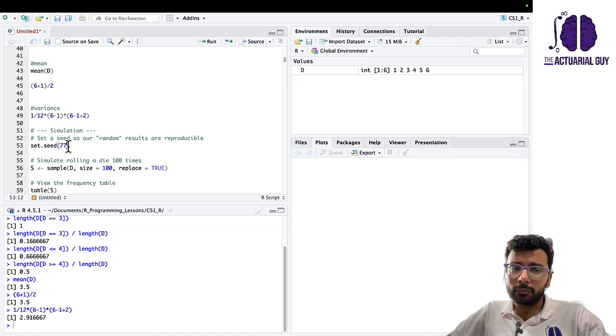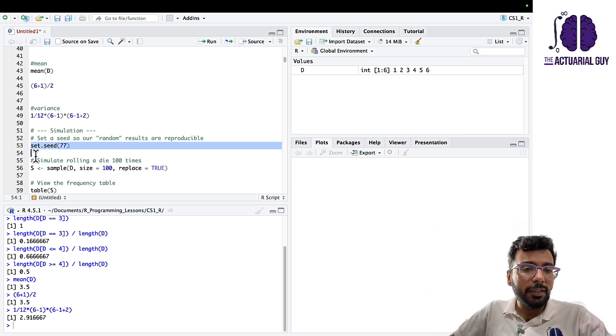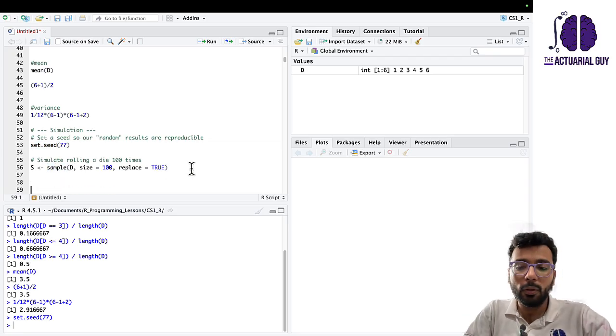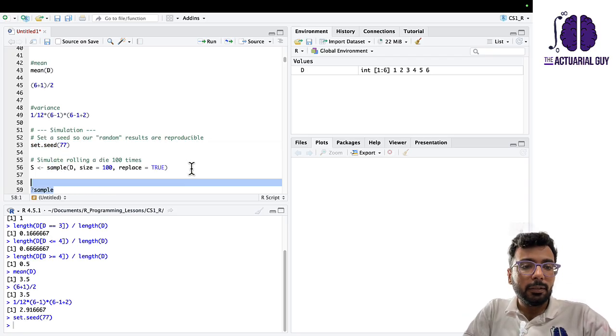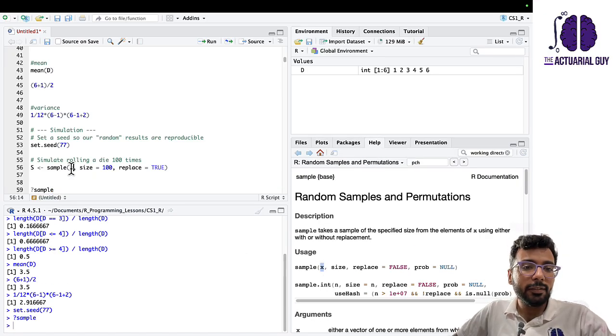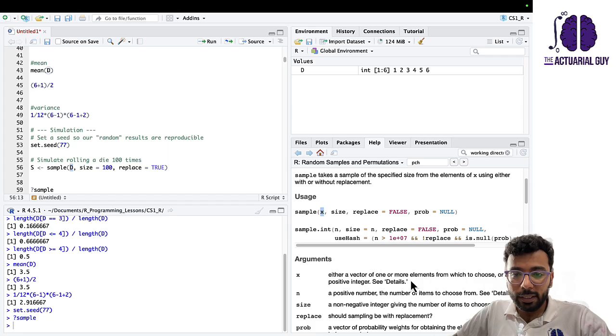In the exam, your examiners will tell you what seed they want you to put. As long as you put the same seed, you will get the same result as in their answer sheet. So here, firstly, we set the seed as 77. That's what we are starting with, and I'll show you by changing the seed that the sample actually changes. Then in order to simulate, we use this function called sample. What are we sampling from? If you look at the help on the sample function, the first argument is x, that is the vector that you're simulating from.